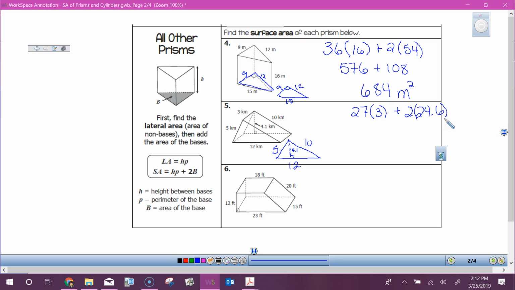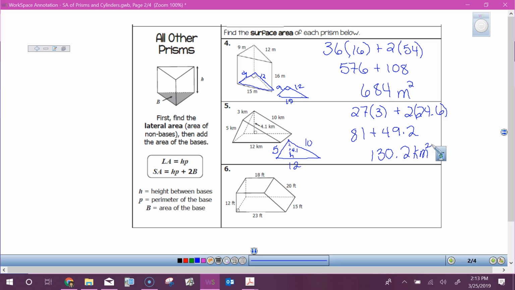Okay, 27 times 3. 81 plus 49.2. Did I get that right? We get 130.2 kilometers squared. Okay, so far so good.